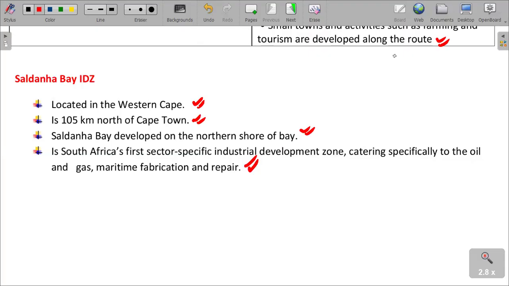So as you can see here, we need to know, as grade 12, we need to understand typical examples of IDZ. So we have got the Saldanha Bay Industrial Development Zone. Now we need to know where it is located. It is actually in the Western Cape and it is north of Cape Town by 105 kilometers. It is also South Africa's first sector-specific industrial development zone that caters to oil and gas, maritime fabrication and repair.